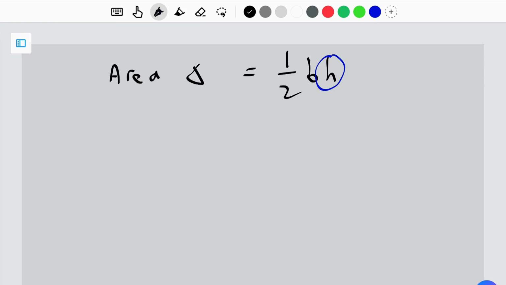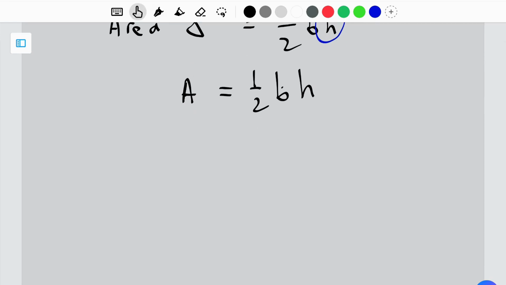Let me just write it over without this front part, so we can write it more simply. Area equals a half base times height. If you want to, you can make this look easier and say A equals a half multiplied by B multiplied by H. This is the same thing. So we want to isolate the H. How do we do that?